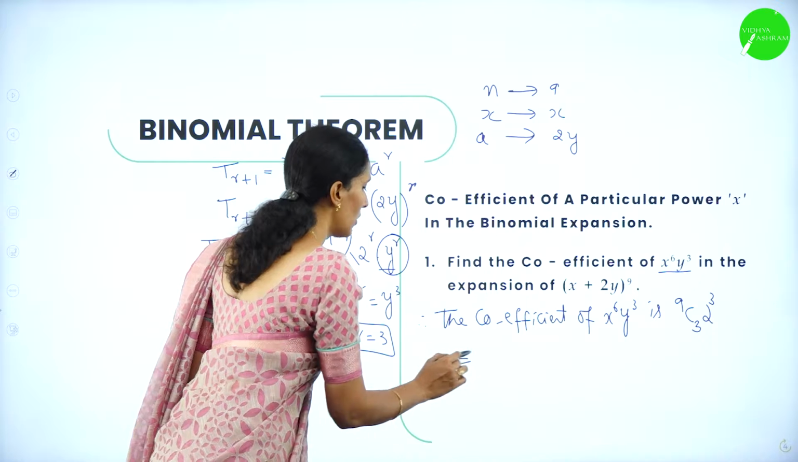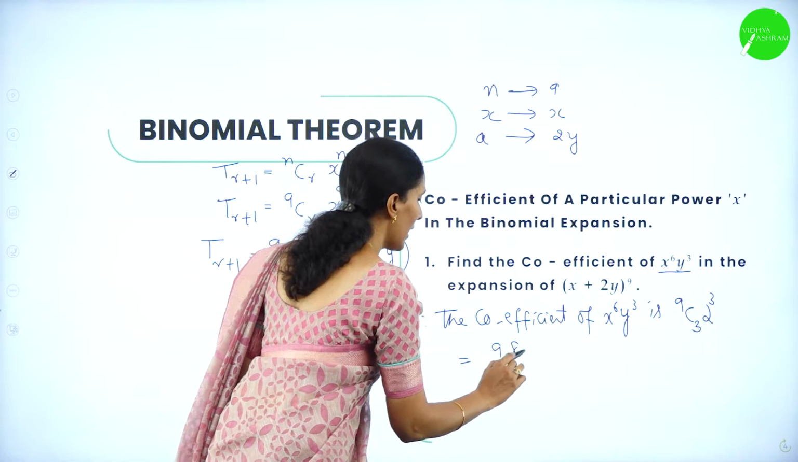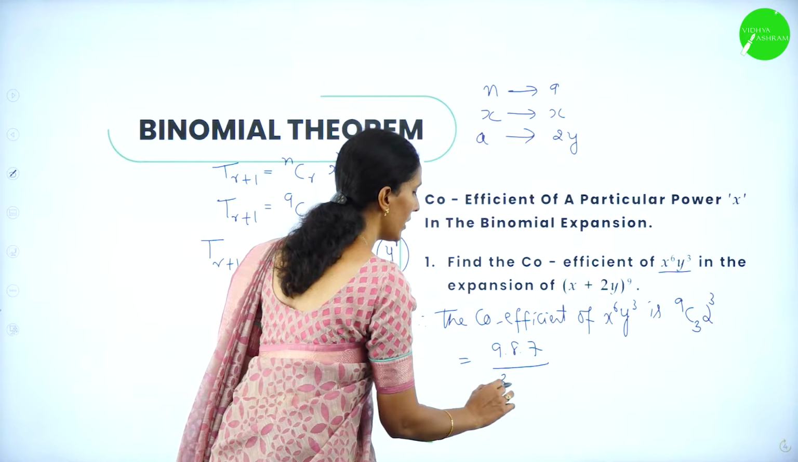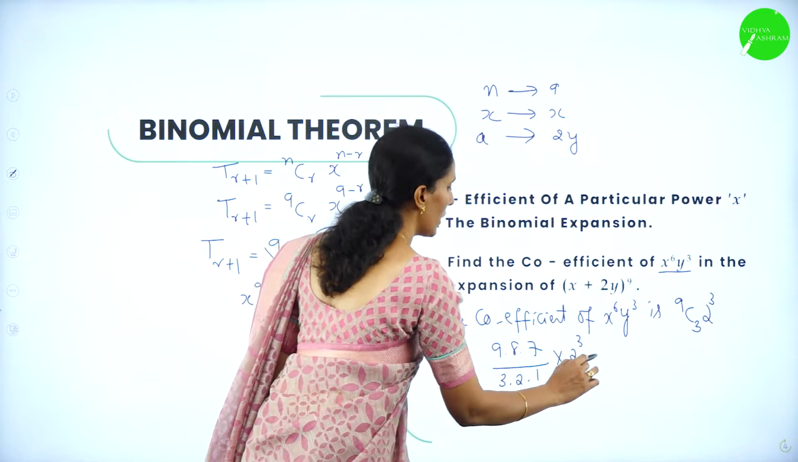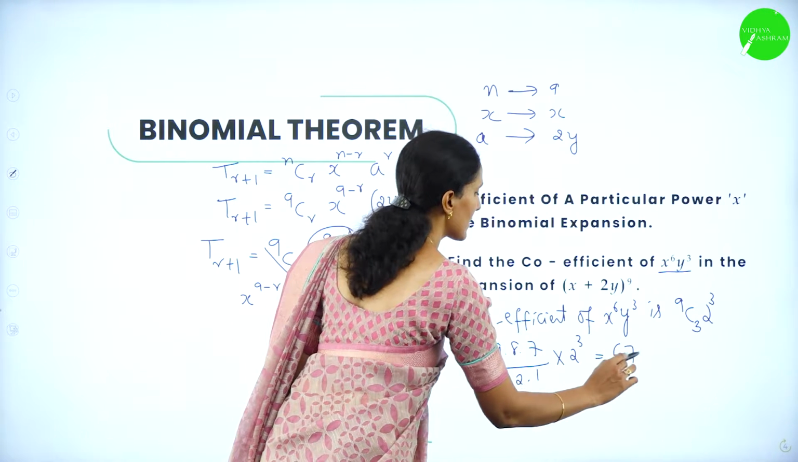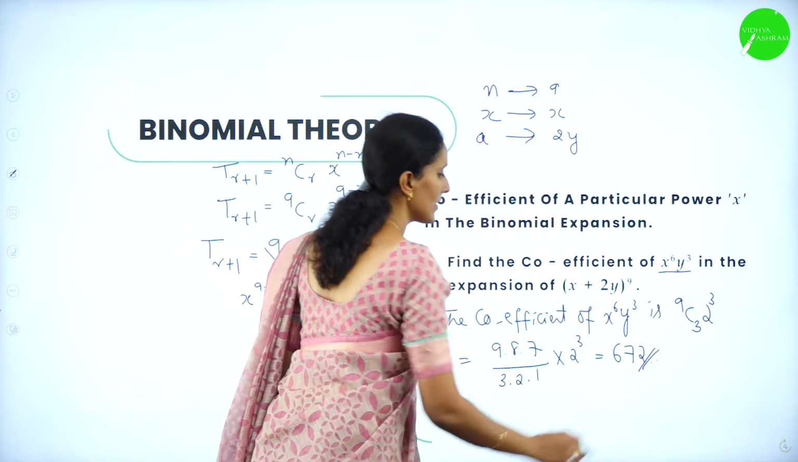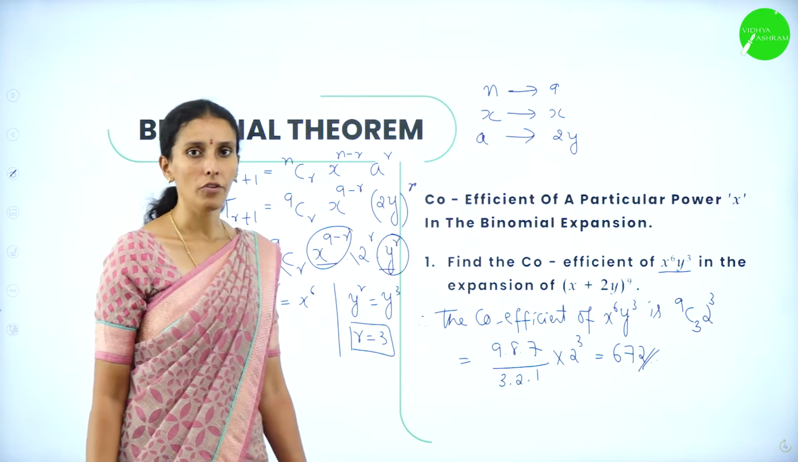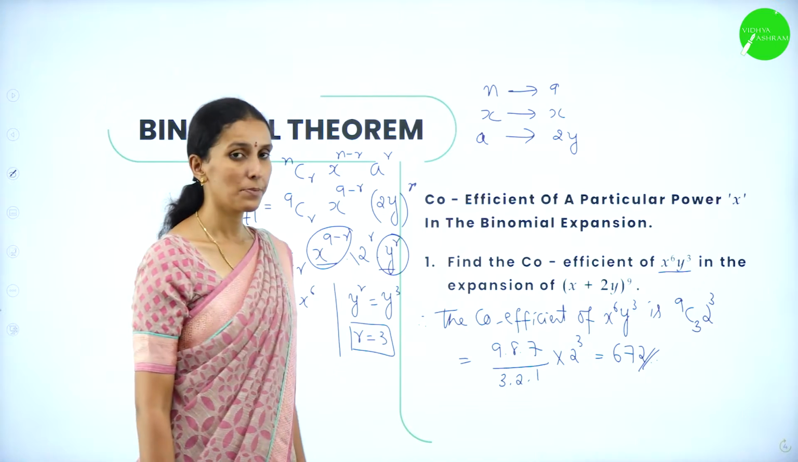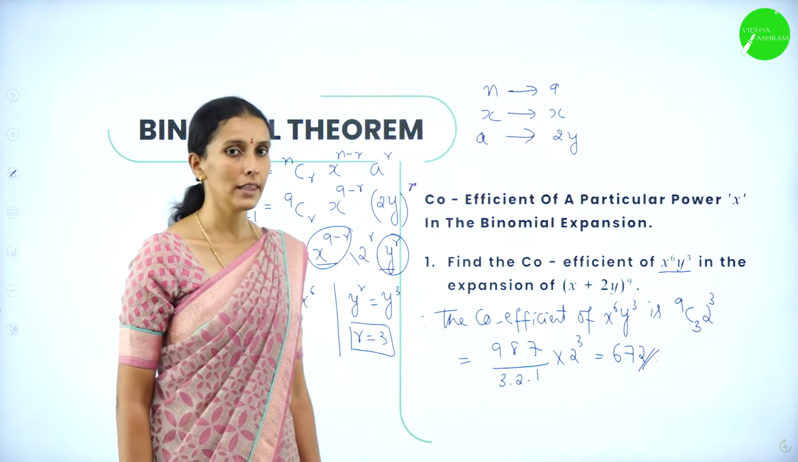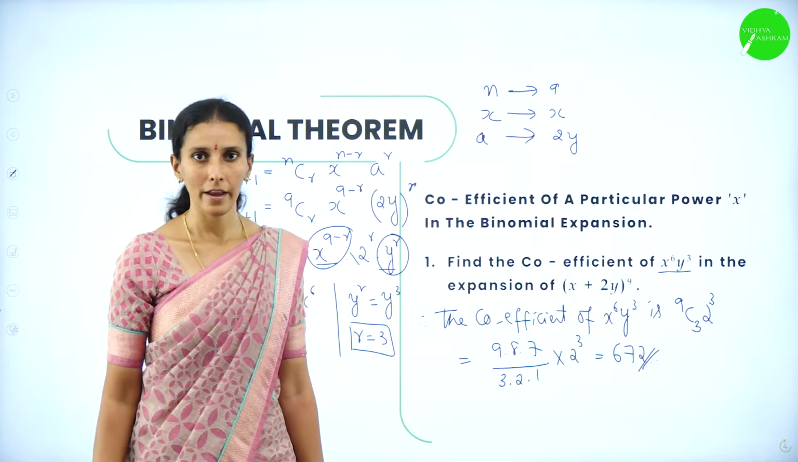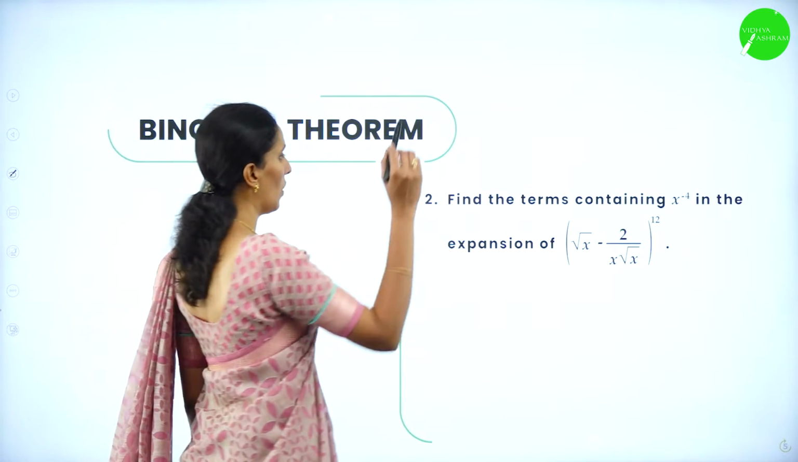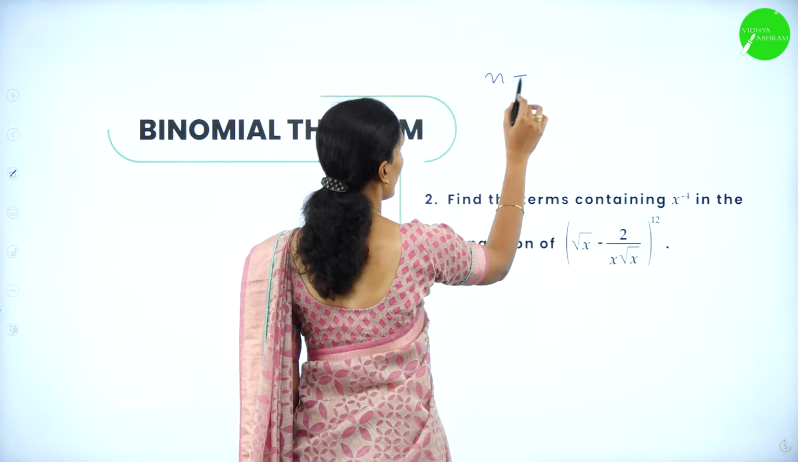So this is equal to 9 into 8 into 7 by 3 into 2 into 1 into 2 cube. So when you multiply it, you will get 672 as the coefficient of the variable x power 6 y cube in the binomial expansion of (x + 2y) whole power 9.